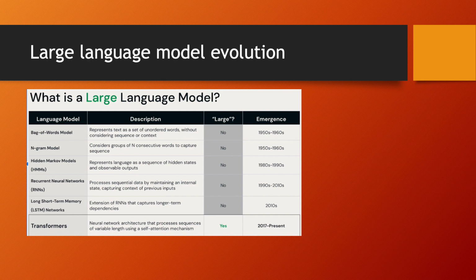So here's the language model evolution. Language models have existed since the 1950s. We had bag of words models during the 1950s, then n-gram models in the 1950s and 60s, then hidden Markov models in the 1980s and 90s, then recurrent neural networks in the 90s and 2010s, then LSTMs in the 2010s, and then transformers, which led to large language models because we could train on an enormous amount of data.